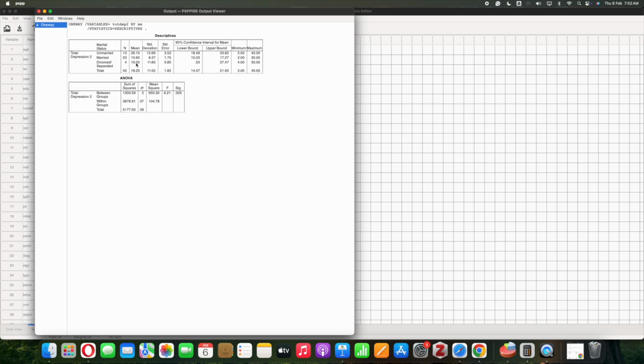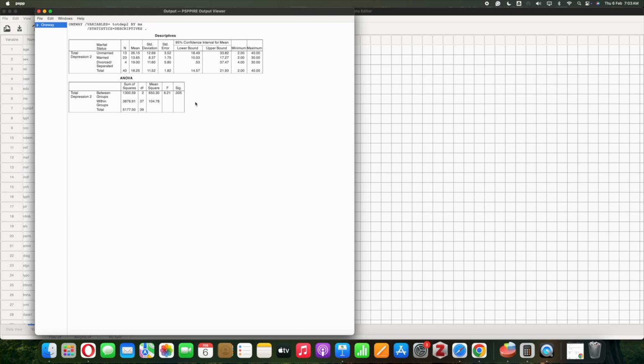As you can see, there is a significant difference between the three groups. You can see that the ones who are married seem to have the lowest level of depression, 13.65. This is followed by those who are divorced or separated, whereas the unmarried, who are probably very young, have the highest level of depression with 26.15. Now we also know that this result is statistically significant at a high level, because we see the significance value of 0.005, which is quite high. However, we do not have the Eta-Squared here.